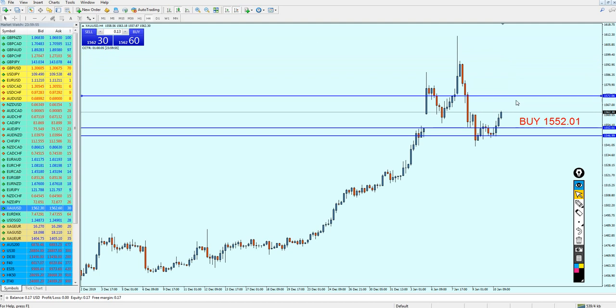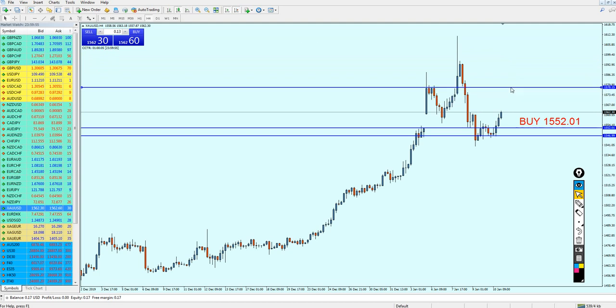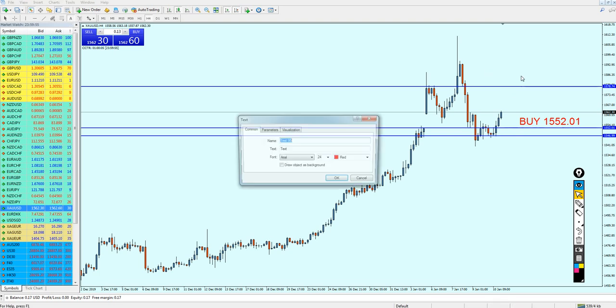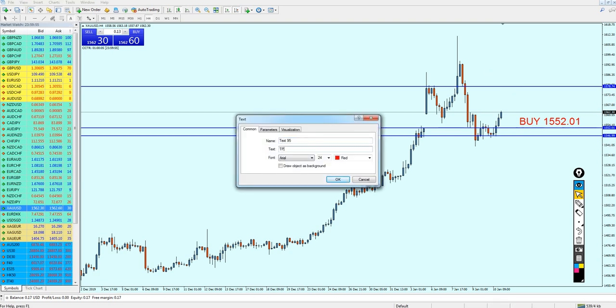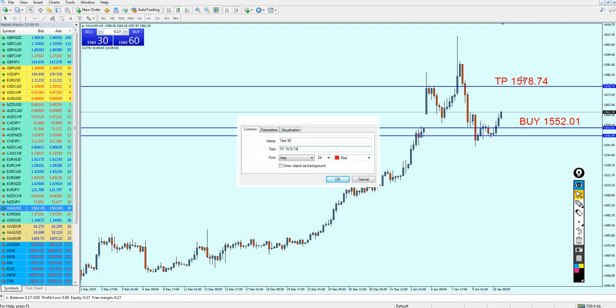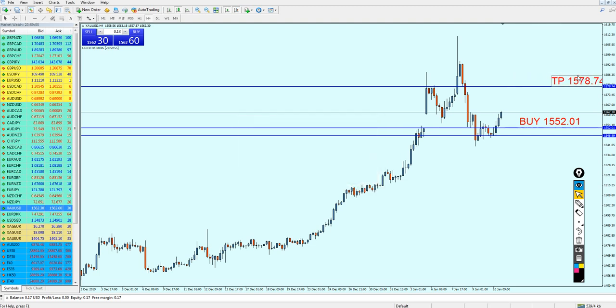However, I just want everyone to be safe, and I want to give a realistic signal. Therefore, I will give you the take profit level. Take profit to be on the level 1578.74. That should be more realistic and a safe level for closing the trade with a profit. If I'm not mistaken, about, yes, 266 pips of profit.